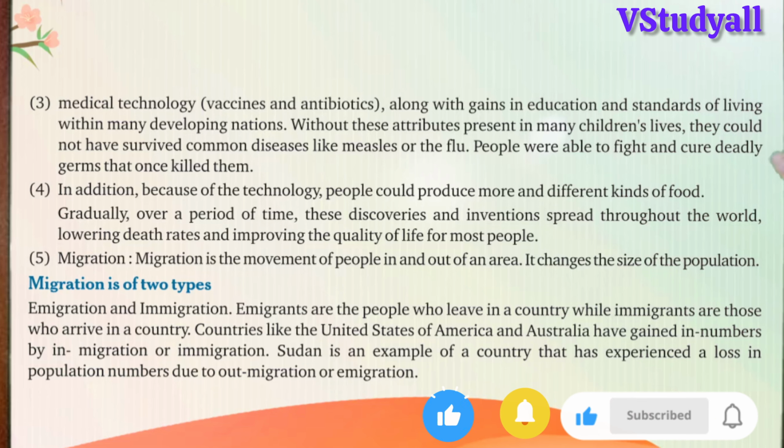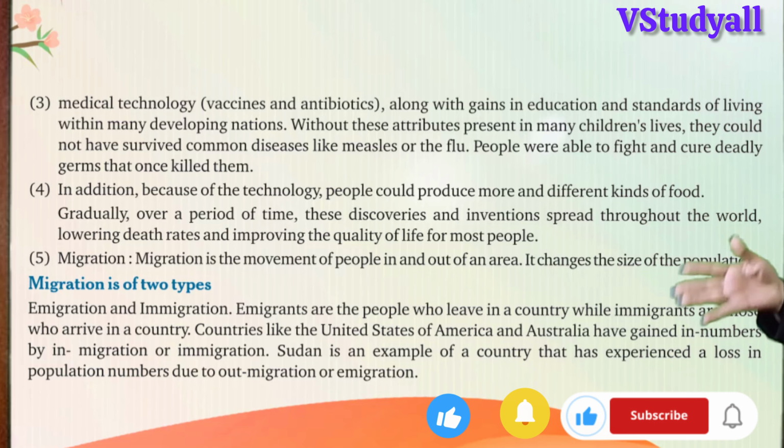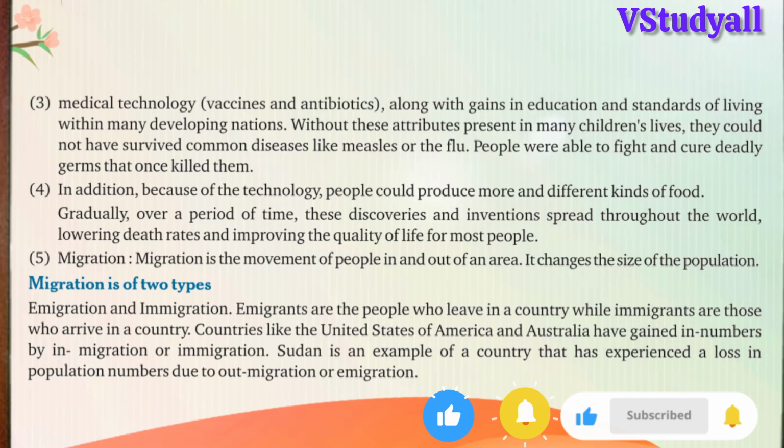Fifth, migration. Migration is the movement of people in and out of an area. It changes the size of the population. Migration is of two types: emigration and immigration. Emigrants are the people who leave a country, while immigrants are those who arrive in a country. Countries like the United States of America and Australia have gained in numbers by in-migration or immigration. Sudan is an example of a country that has experienced a loss in population number due to out-migration or emigration.